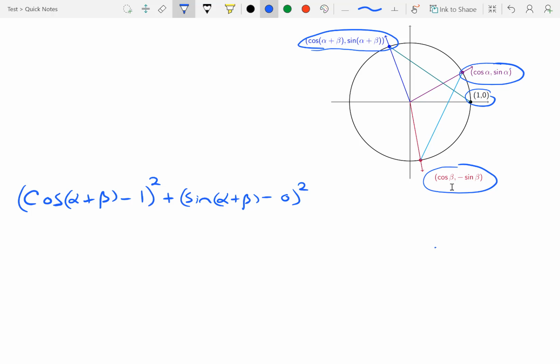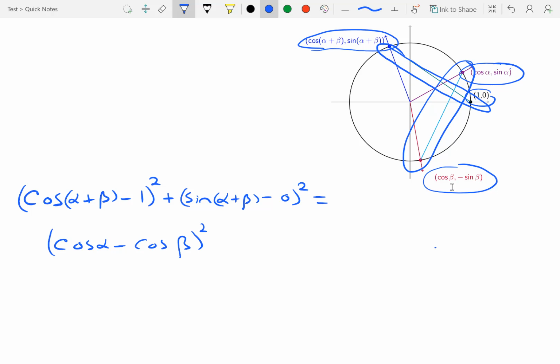So that will be the square of the distance between these first 2 points. And that has to be equal to the square of the distance between these 2 points. So that will be the cosine of alpha minus the cosine of beta squared. And then I'm going to add to that the difference in the y coordinates, which is going to be the sine of alpha minus a negative sine of beta. So that will be plus the sine of beta squared.